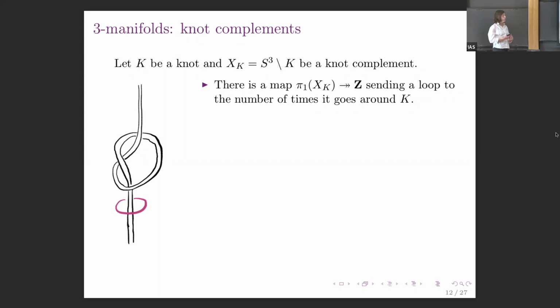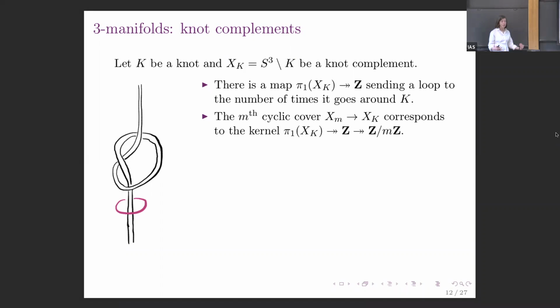So again, I want to go between subgroups of the fundamental group and finite covers. And the way I'm going to do this is I'm going to consider a specific cover. It comes from the fact that there's a map from the fundamental group of the knot complement to Z, sending a loop to the number of times it goes around K. So this is the map from pi_1 to its abelianization, to H_1 really. And Z is nice because, as we know, Z has all of these nice finite index subgroups corresponding to the integers, so we can play this game again. And so the m-th cyclic cover will correspond to the kernel of this map to Z and then to Z mod mZ.